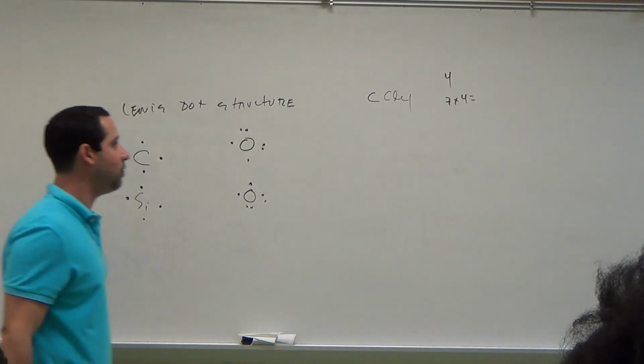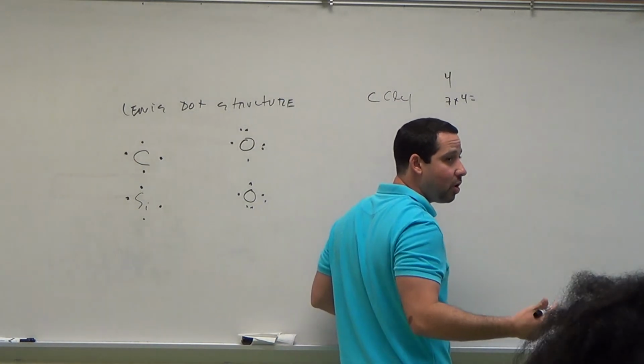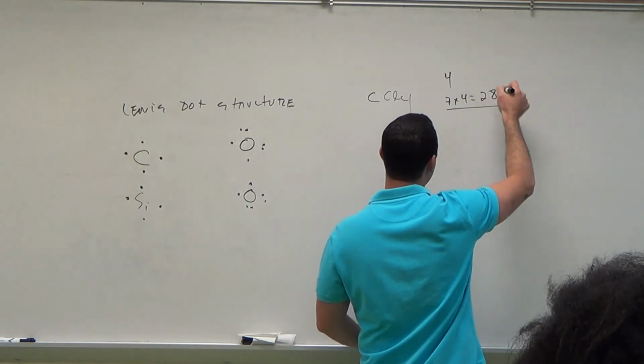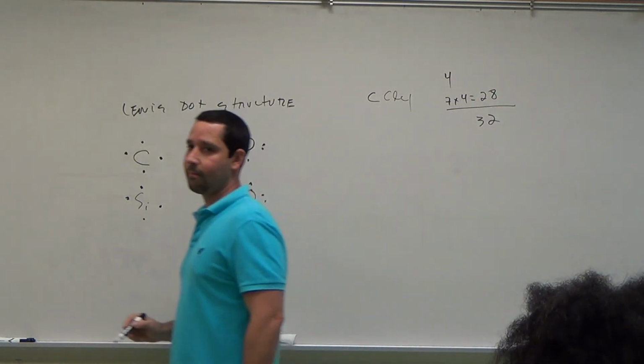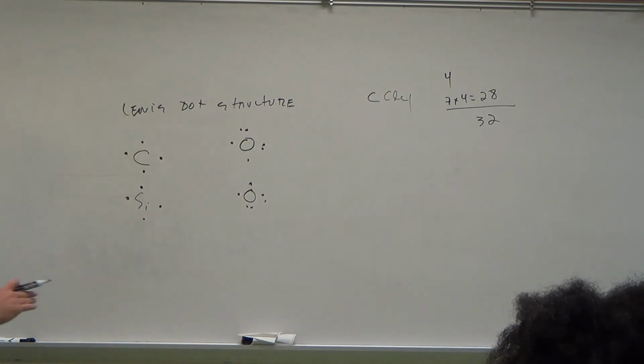There is 4, I just told you. 7 times 4 is 28 electrons. And you add this number plus that number, it is 32. So when you are doing the Lewis dot structure, you have to add the number of valence electrons.